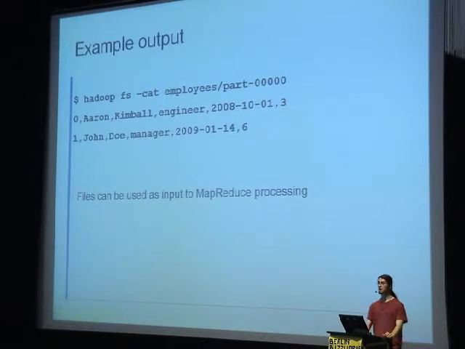If we examined the output in HDFS, we would see a number of files in a directory called employees representing this table. Some lines out of this file might look like the two shown here. We've chosen to import it as delimited text, so we get all six fields shown in the employees table with reasonable string-based representations of all of the different data types present. These files can then be fed into a MapReduce process to perform analysis.